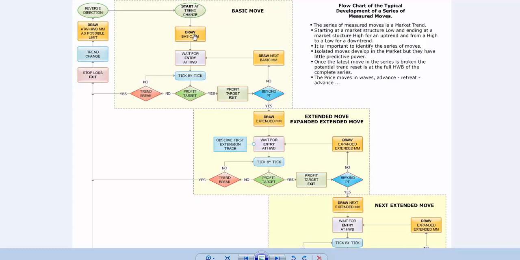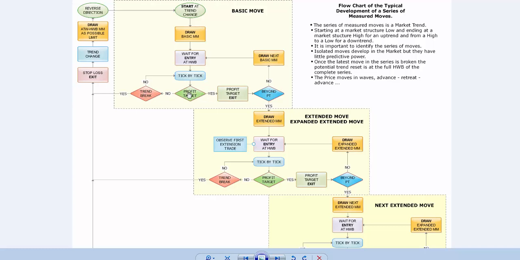And the first thing that we do is we draw a basic measured move, a traditional measured move. We wait for our entry at halfway back long. And then one of two things happen. Tick by tick, we're waiting for participation. We're waiting to look for a reaction at that halfway back. And one of two things happen: a profit target is hit or there's a trend break.